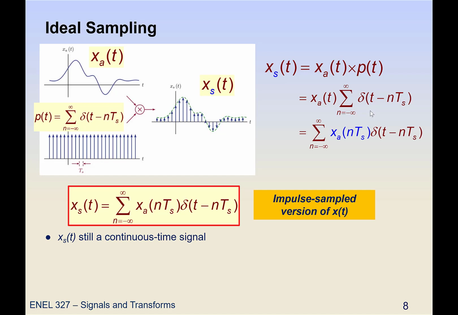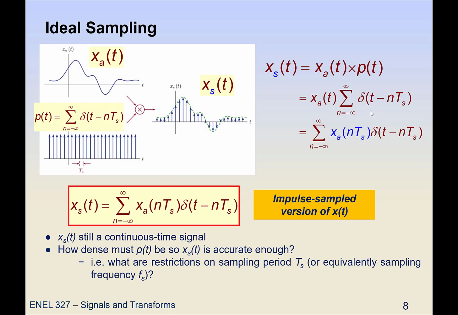Like I said, x sub s is still a continuous time signal. The question is, how dense or how small do we have to make our sampling period to make our sampled version accurate enough? In other words, what are the restrictions on the sampling period, or equivalently the sampling frequency? To answer these questions, you actually need to analyze things in the frequency domain.